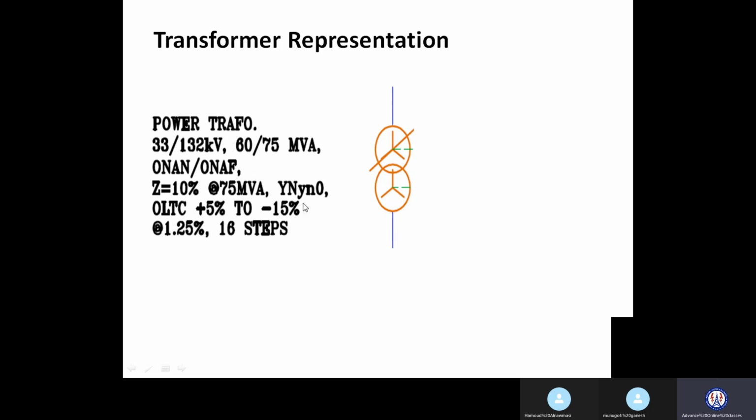So plus 5 to minus 15, the total range of your tap changer is 20%. That means 20% is the voltage fluctuation in your system. This 20% voltage fluctuation you cannot cover at one time, so you cover it in steps. In one step you cover 1.25%. So 20% divided by 1.25%, that means how many steps do you require? 16 steps.